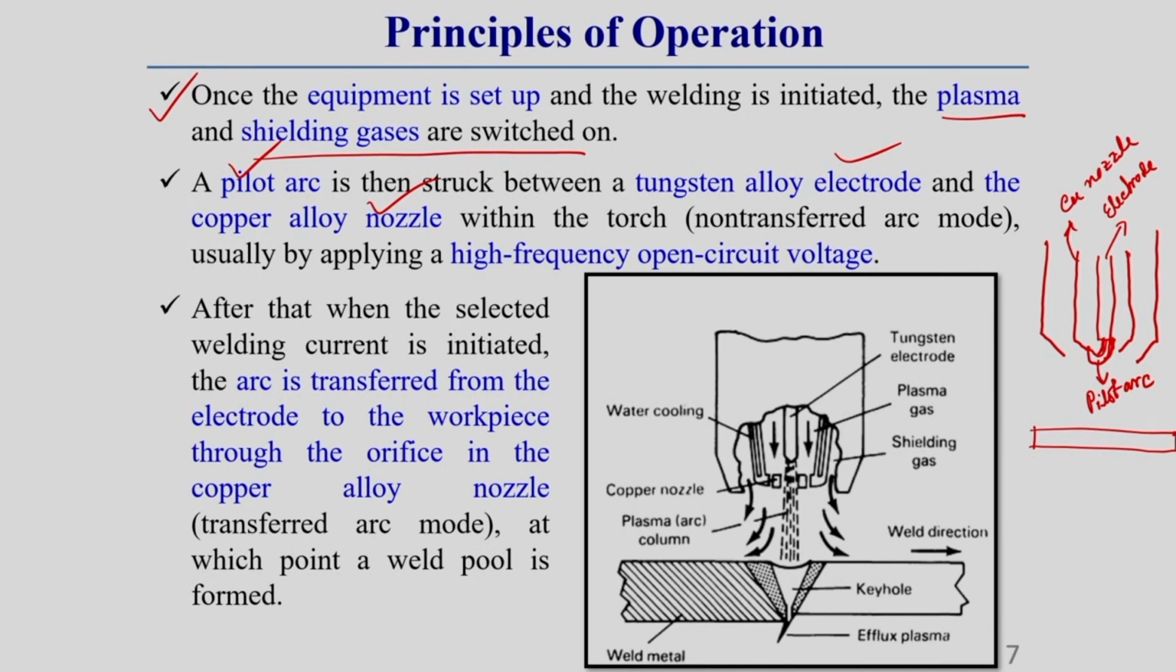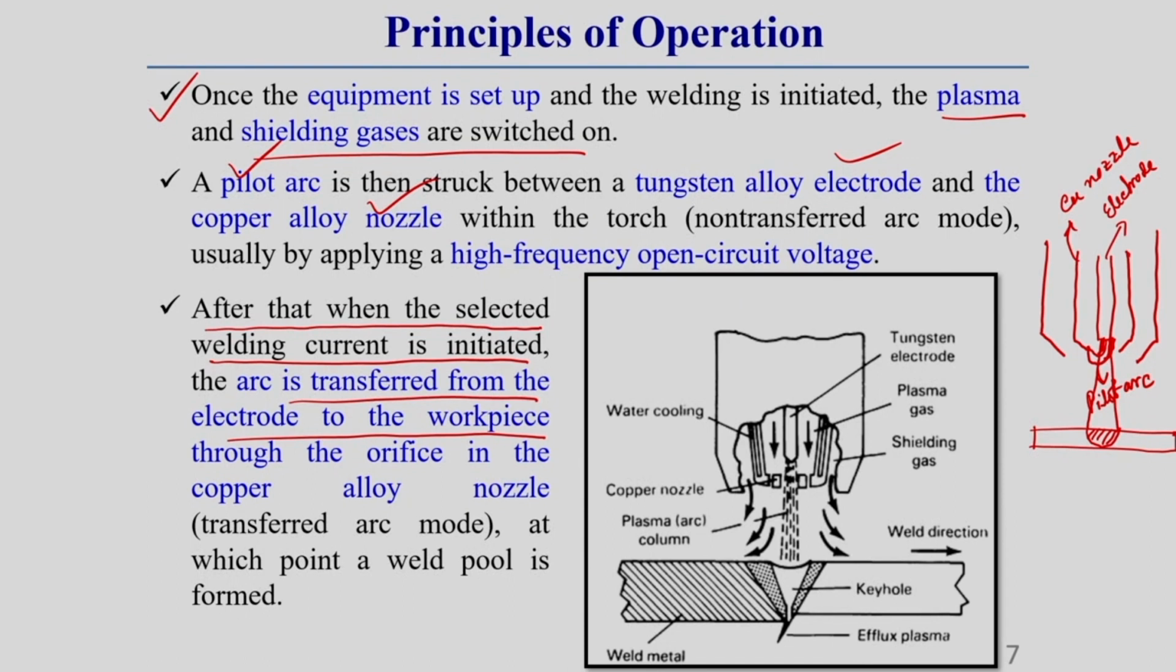After that, once we start the actual welding current, then the arc is transferred from this electrode to the workpiece. That means, this pilot arc then transfers from electrode to workpiece, which I have written here. After that, when the selected welding arc is initiated, then the arc is transferred from electrode to workpiece. Okay, here you can see. At that time this weld pool is formed here, and welding is done. These things you should keep in mind.